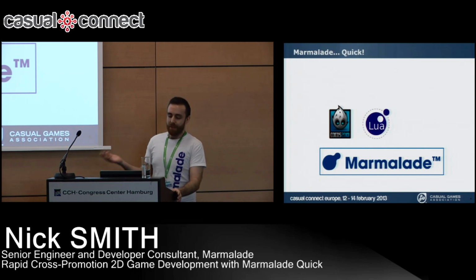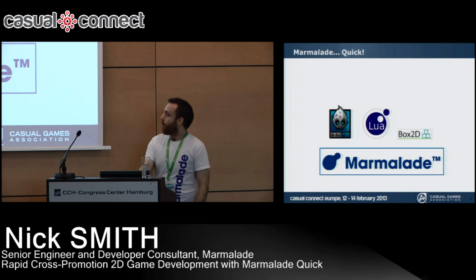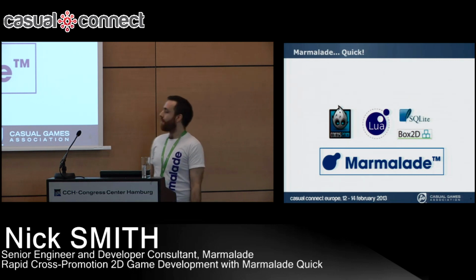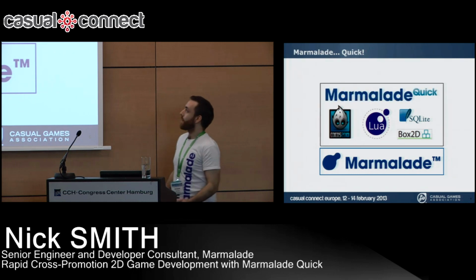And there's a C implementation already on Marmalade. Things like Box2D for physics, SQLite for databases, loads of other stuff. So we have all these things in there, which if you want, you can already use them to power your game. So what we did is we just built this thing, Marmalade Quick, on top.